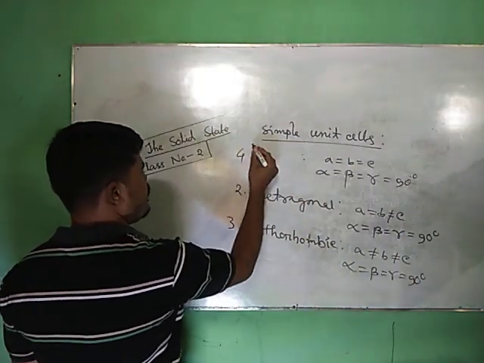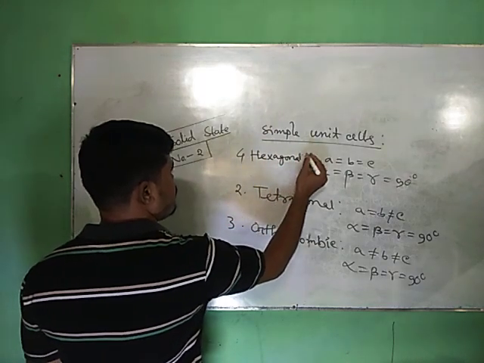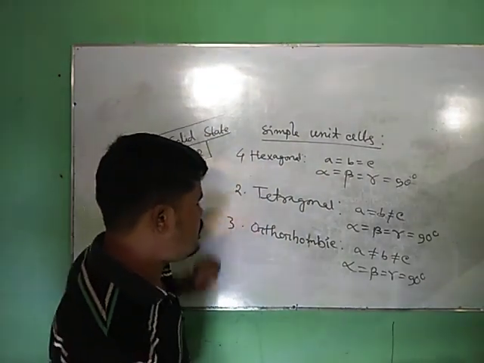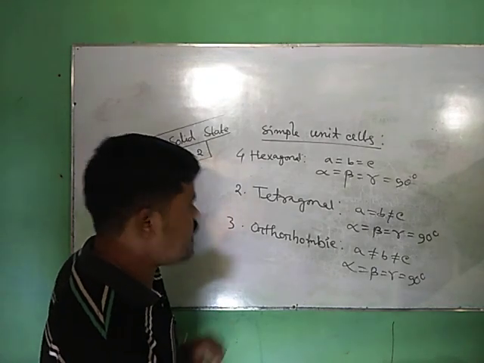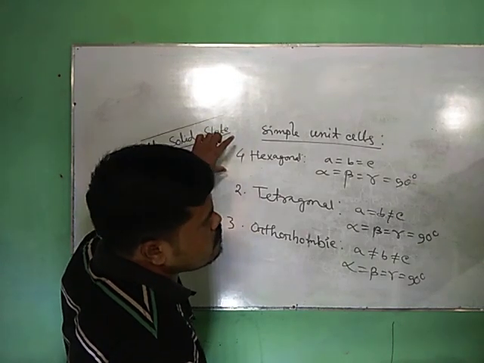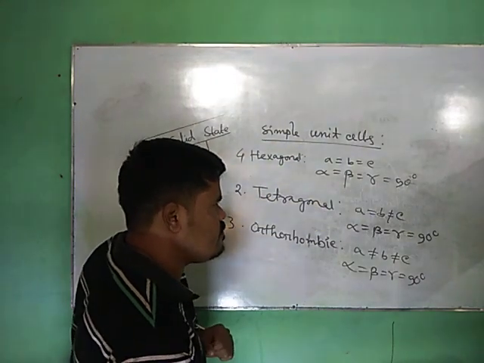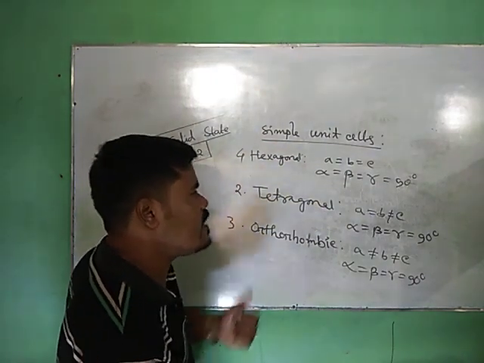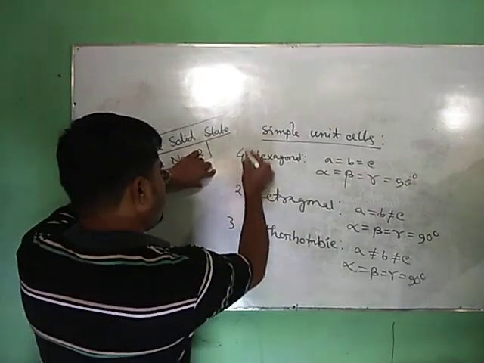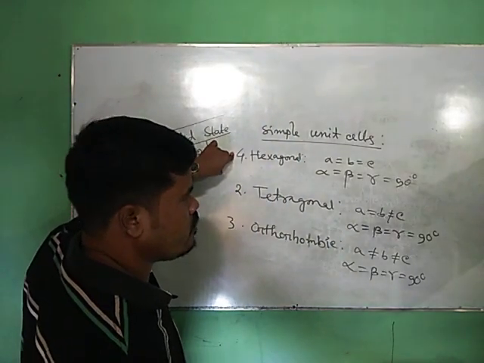Number 4 is hexagonal. There are seven types of unit cells. Number 1 cubic, number 2 tetragonal, number 3 orthorhombic. I'll mention this as a table. I'll upload this, and you will also get it in your textbook. No problem. So next I am going to discuss number 4, the fourth type, hexagonal.